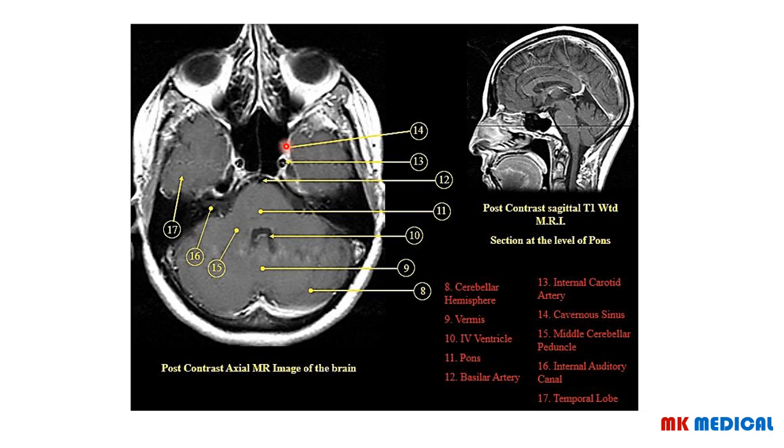Then of course, if we now come to here, part number 15, here you have the middle cerebellar peduncle, which is of course connecting the cerebellum to the pons. You have the middle cerebellar peduncle. Then of course number 16 is this internal auditory canal. This is at the level of the ear.